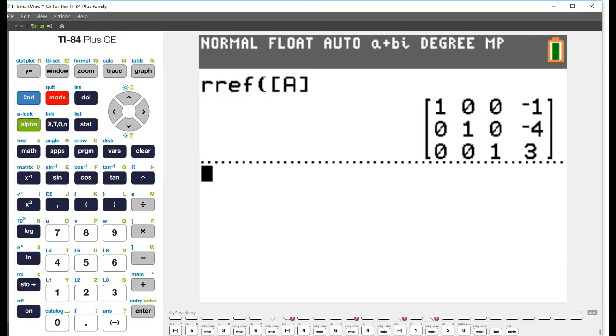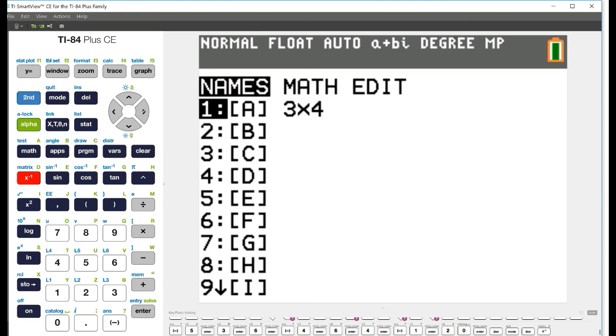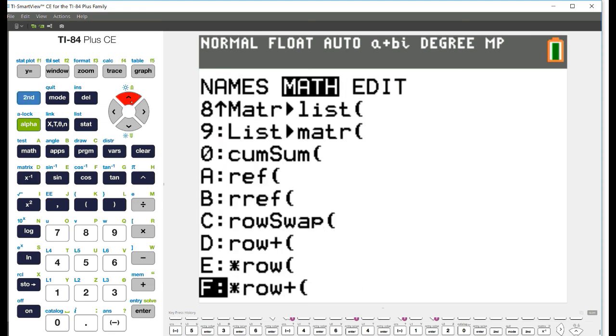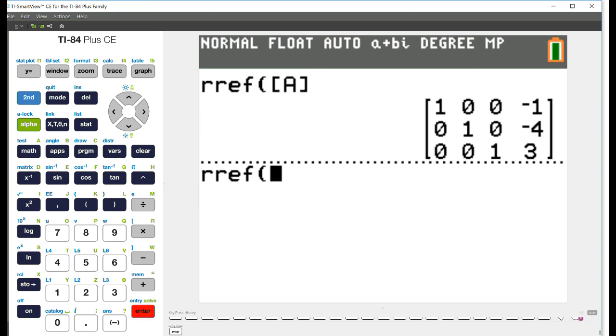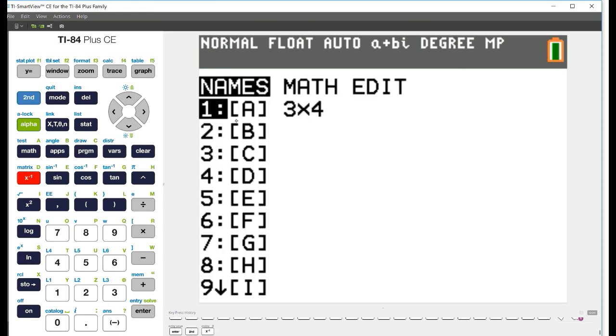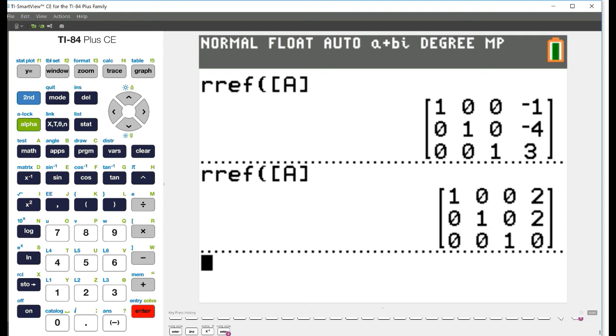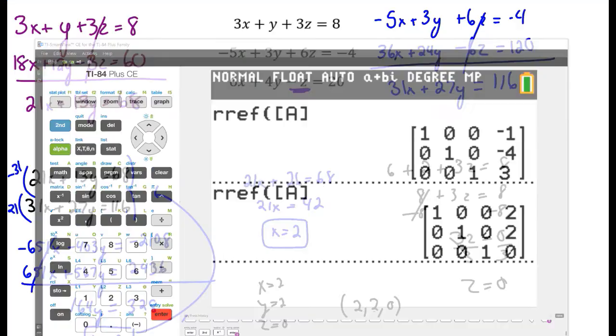I'm going to quit out of there. Second matrix, scroll over to math. I want to do the reduced row echelon form option, which is RREF, option B. Well, what matrix do I want to do that to? Second matrix, the first one, I put it in matrix A. So enter, enter. And I get 2, 2, 0 over here, which tells me my solution. You'll always have that diagonal of 1s and then 2, 2, 0. So x equals 2, y equals 2, z equals 0.